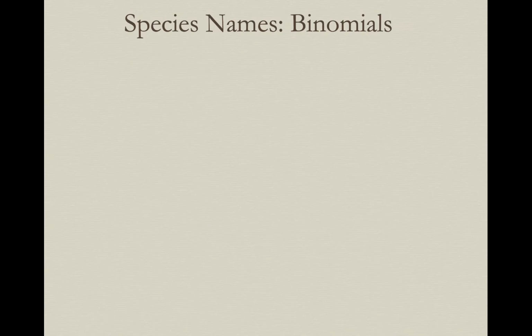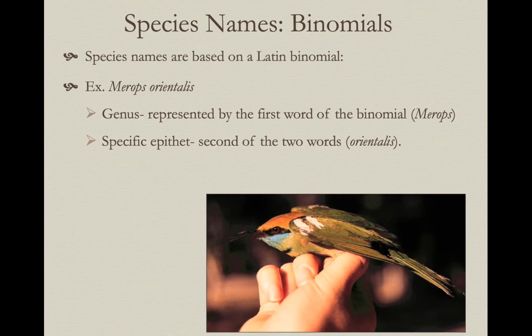A species name is represented as a binomial. For example, this bird, the little green bee-eater, is Merops orientalis. The first word of the binomial represents the genus, Merops in this case. The second word of the species name is called the specific epithet, so it modifies which species in this genus. And really you have to have both of these together to fully describe the species.